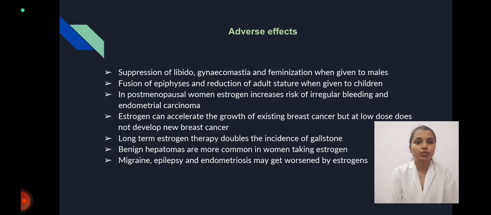Now, adverse effects of estrogen. It suppresses libido, and causes gynecomastia and feminization when given to males. Estrogen causes fusion of the epiphysis, thus reducing growth in children. In menopausal women, estrogen increases the risk of irregular bleeding and endometrial carcinoma. Estrogen can also accelerate the growth of existing breast carcinoma, but at low doses does not develop new breast cancer. Long-term estrogen therapy doubles the incidence of gallstones, causes benign hepatoma, and also worsens the conditions of migraine, epilepsy, and endometriosis.